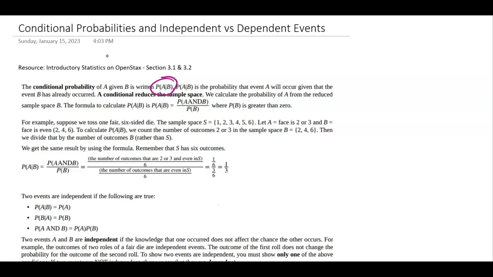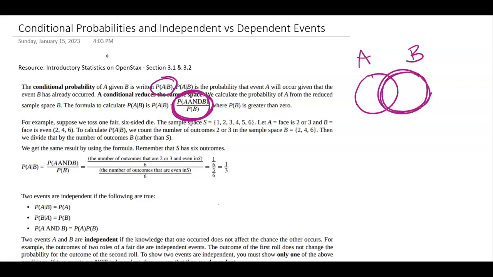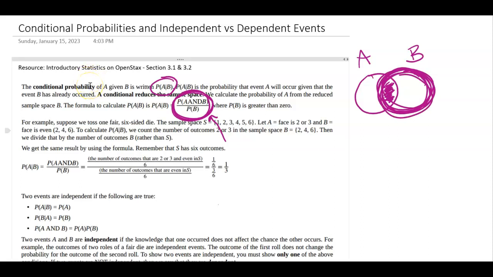That conditional piece reduces your sample space. So you're only looking out of the probability that A and B have happened out of the outcomes of B. If you go back to our Venn diagram example, given B has happened means I know that I have to be in this circle. And then I want to know from there, what's the probability that A happens? So I'm looking at this intersection out of just the outcomes of B.